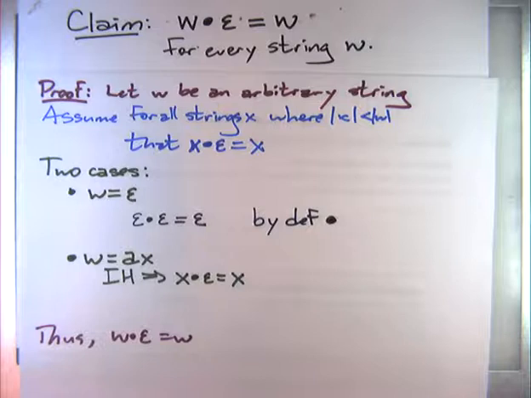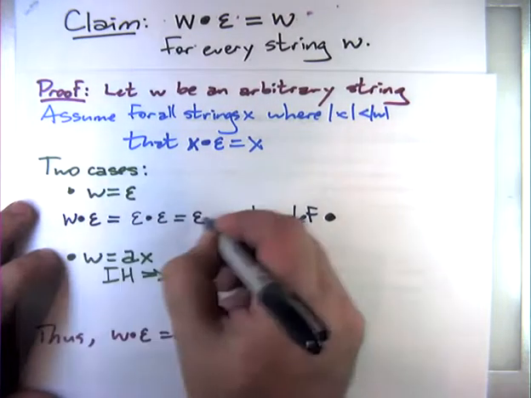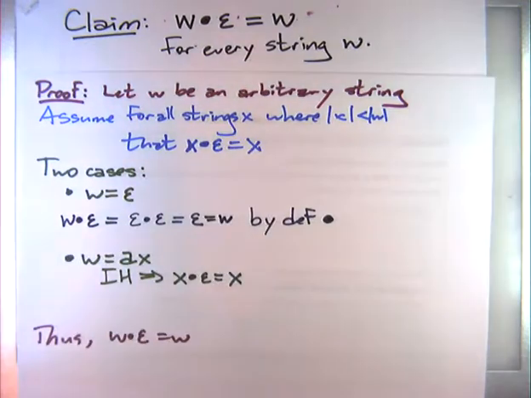Okay? So now if I wanted to be really pedantic about this, and well, I do, I would fill in a couple of steps here. W dot epsilon, which is the thing I'm trying to prove something about, is equal to epsilon dot epsilon by assumption. That's equal to epsilon by definition of dot, and that's equal to W by assumption. Okay?